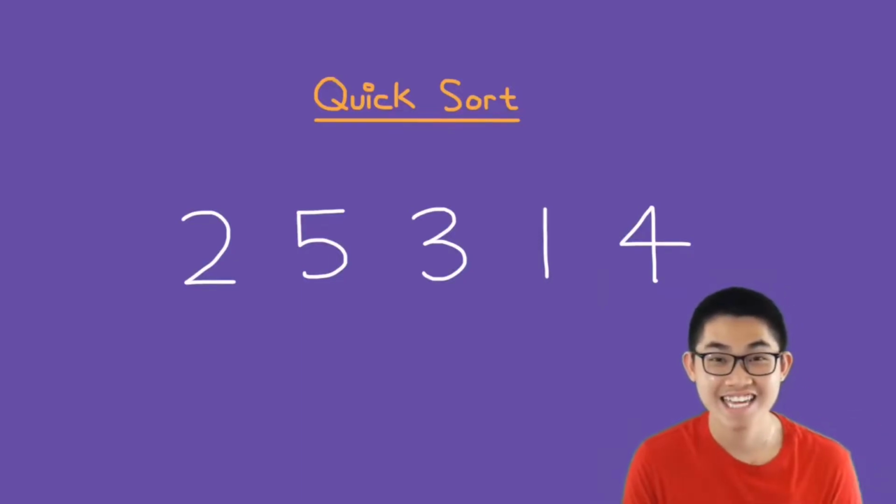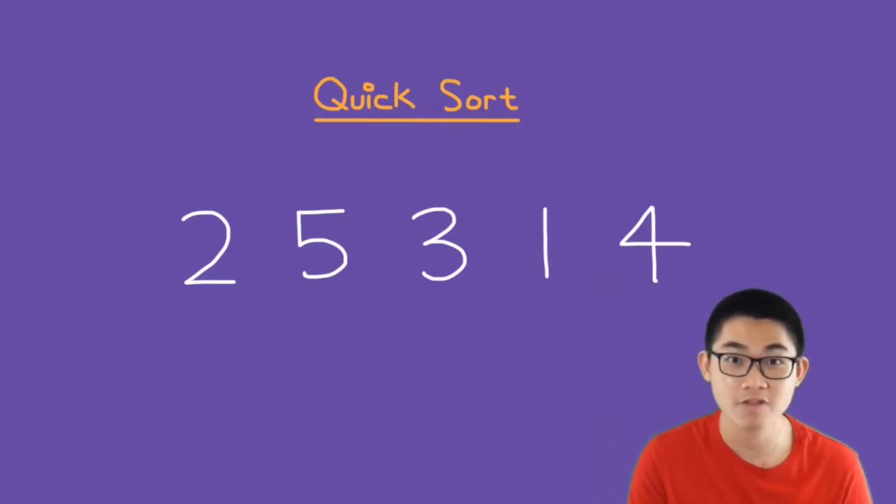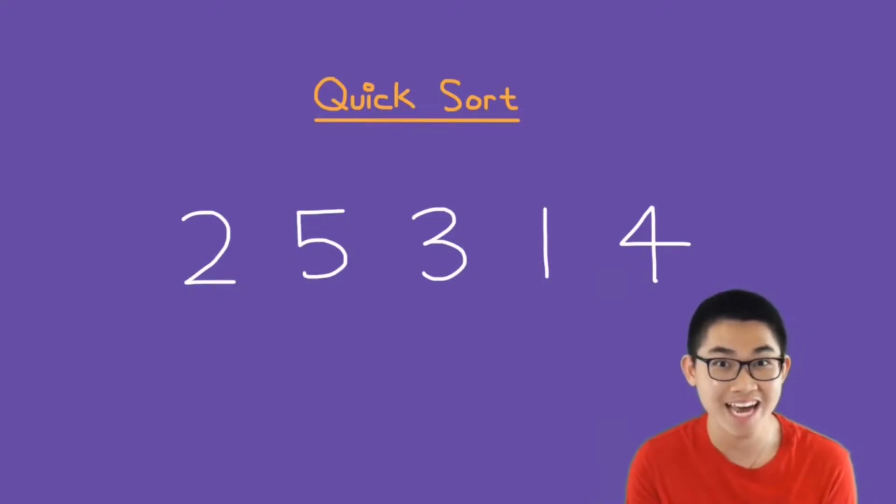Hi guys, in this video, I'm going to show you how to quick sort an array so that it is in increasing order. So for example, here we have 2, 5, 3, 1, 4, and after we quick sort it, we should get 1, 2, 3, 4, 5. Then at the end of the video, I'll walk you through each line of the code, and then you will finally realize that quicksort is actually pretty easy.